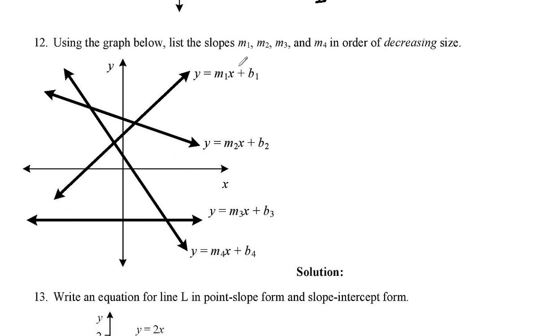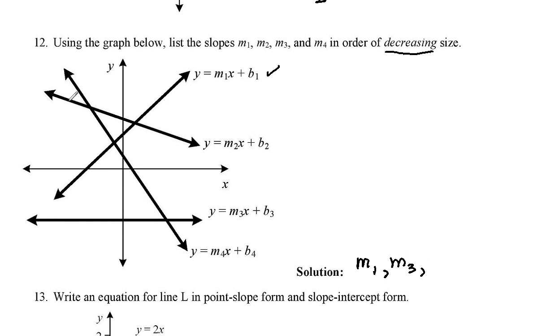And here from this graph, we want to list the slopes of these lines, which all have the form y equals mx plus b, in decreasing size. So that would be from positive to negative. This is the only positive line. It goes up from left to right. So M1 is going to be the biggest slope, so M1 is first. Then this is a horizontal slope, so that's 0. These two go down from left to right, so those are negative slopes. So the 0 slope is going to be the next one, that's M3.